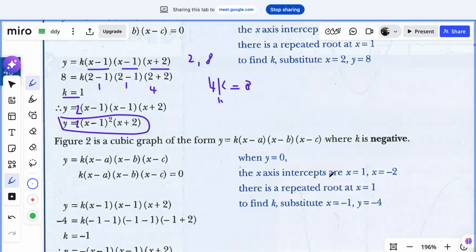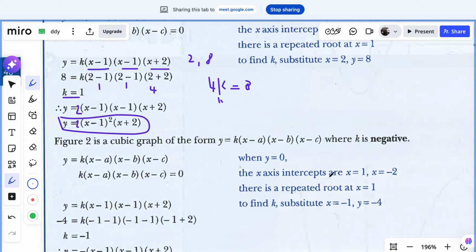So you get 4k equal to negative 4. So k will be equal to what? Negative 1, because you divide both sides by 4. k will be equal to negative 1. So that's how we got this k.